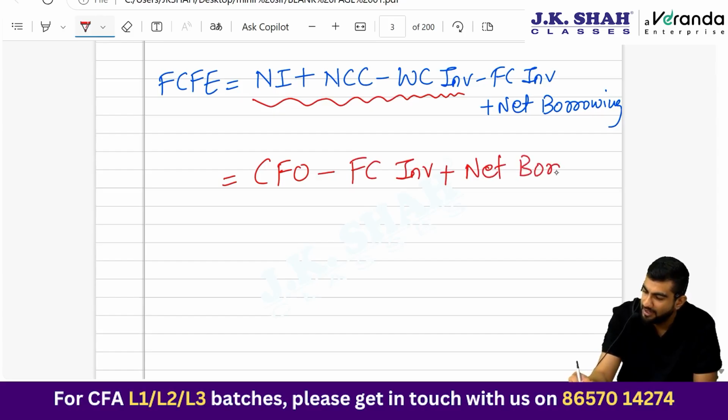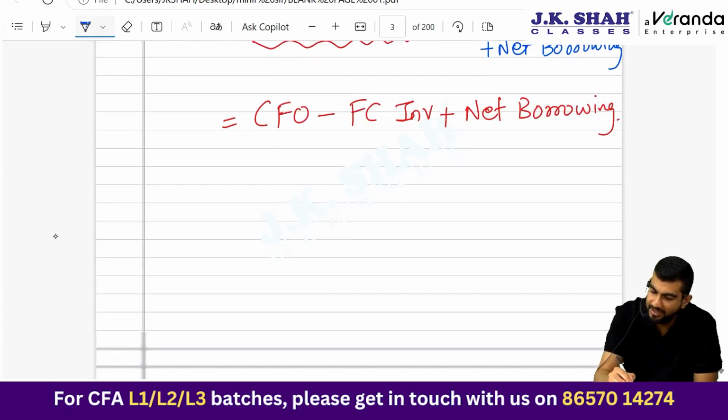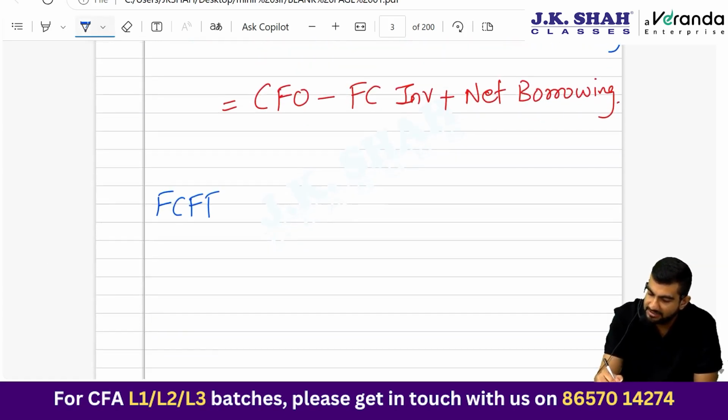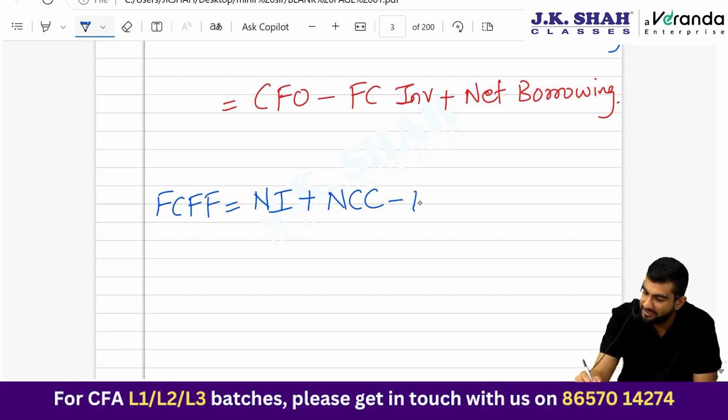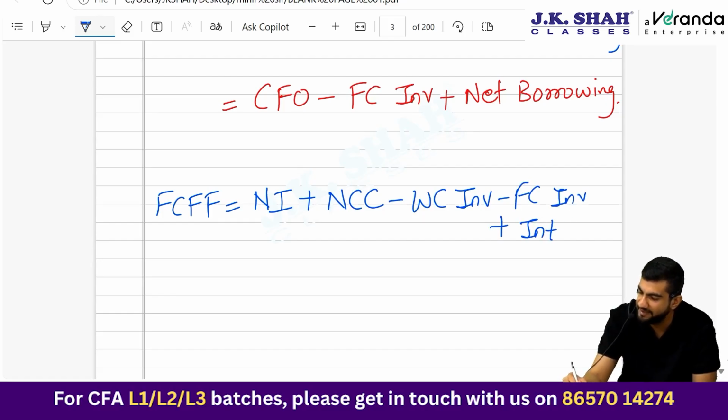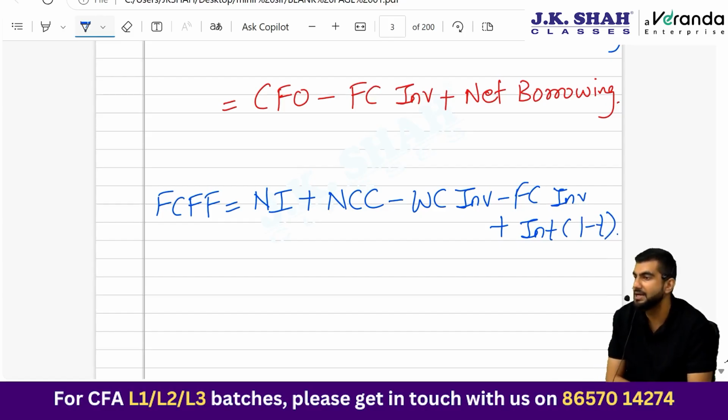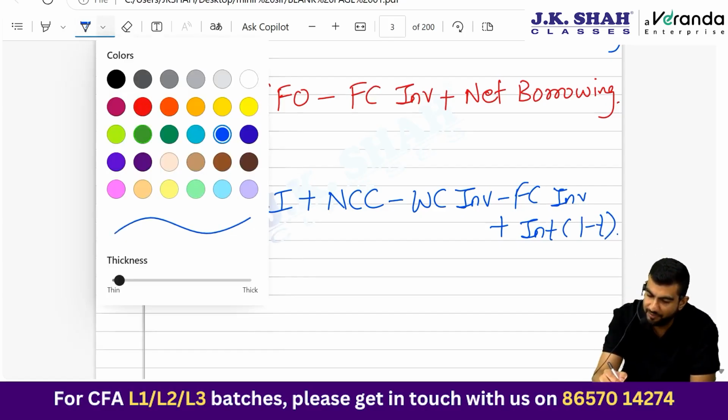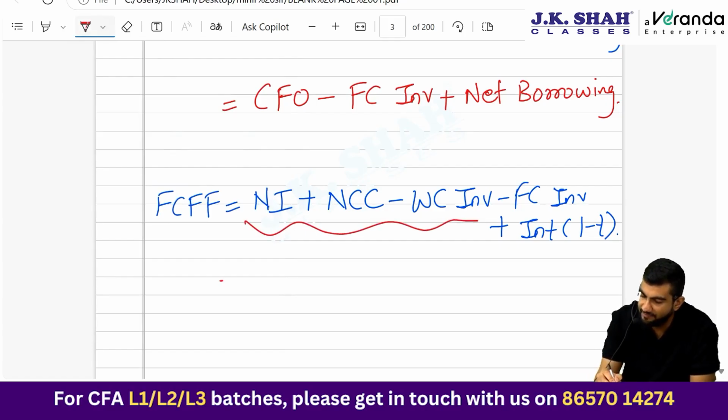Okay. After this, we had calculated one more thing, which was FCFF. FCFF is net income plus non-cash charges minus working capital investment minus fixed capital investment plus interest net of tax. Because FCFF is free cash flow to the firm, so I have to include that component also, which belongs to the debt holders. I can write this in one more way. Combining this three will give me what? CFO, cash flow from operations minus fixed capital investment plus interest net of tax.